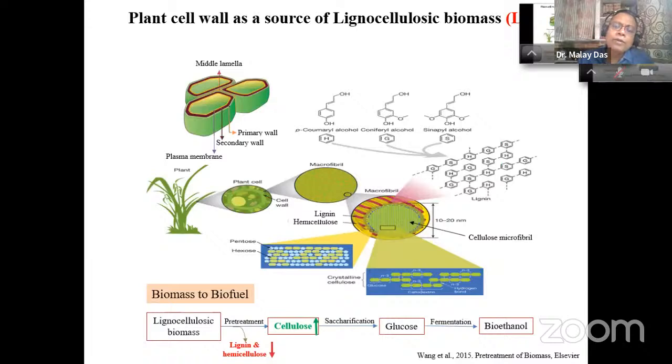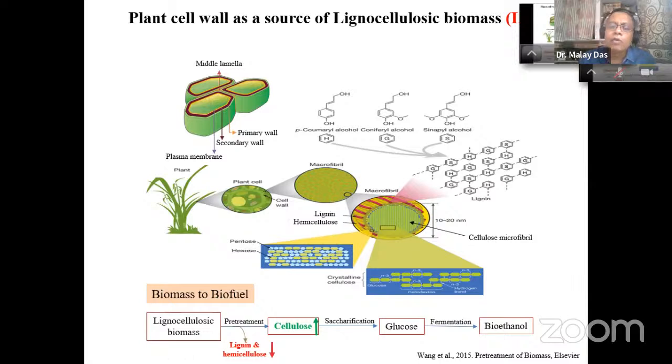Now, as I told you, the LCB is usually stored in the cell wall. So first you have to dissect the cell wall to understand its biochemistry: what is special about the cell wall so that it can be used for bioenergy production. As you know, the cell wall is made of several layers, like the primary cell wall, secondary cell wall, and plasma membrane. But biochemically, it is mostly composed of polymers like cellulose, hemicellulose, and lignin.